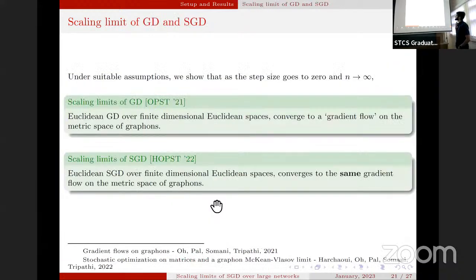So essentially, what are the results at this point of time? Under suitable assumptions, we show that if the step sizes of your algorithms go to 0, and n goes to infinity, Euclidean gradient descent over finite dimensional Euclidean spaces, which we run on our computers, converges to a gradient flow on the metric space of graphons. There is a consistency between these two worlds. Not just gradient descent, the same thing happens for stochastic gradient descent. Euclidean stochastic gradient descent algorithms, or even any other stochastic approximation algorithms which are unbiased, over finite dimensional Euclidean spaces n by n, converge to the same gradient flow that you obtain here on the metric space of graphons. So the stochasticity is kind of washed away when n goes to infinity.